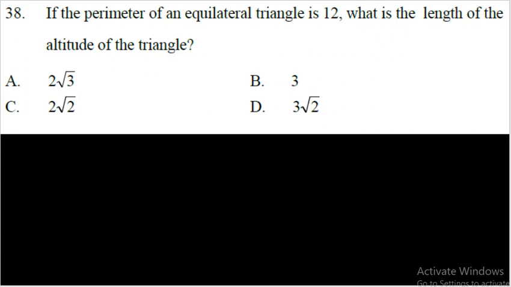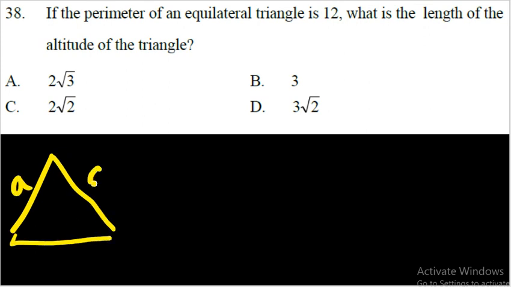The next question: if the perimeter of an equilateral triangle is 12, what is the length of the altitude of the triangle? First of all, what does equilateral triangle mean? It means all the 3 sides are equal. If one side is A, the second is also A, the third is also A. Each side is equal. So the sum of the 3, A plus A plus A, is 3A.